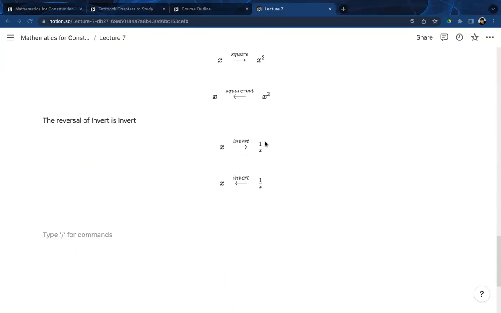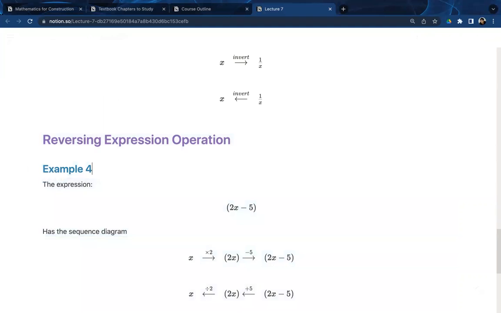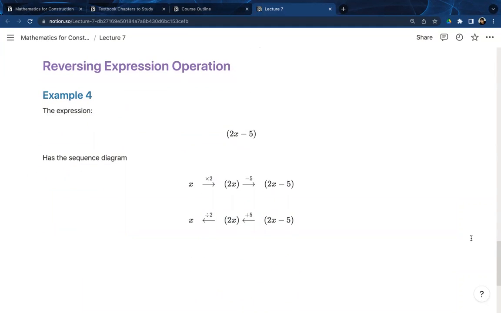So we should be at example 4. Reverse an expression operation. If I have this expression here, 2x minus 5, and I have this sequence diagram here, the reverse sequence diagram is starting on the right with 2x minus 5. How do I get back x? So what we do is reverse the arrows. All the arrows were going left to right. Now reverse them right to left, and we replace each operation by its reversal. So the reversal of minus 5 is plus 5. The reversal of multiply by 2 is divide by 2. So this is the reverse sequence diagram.